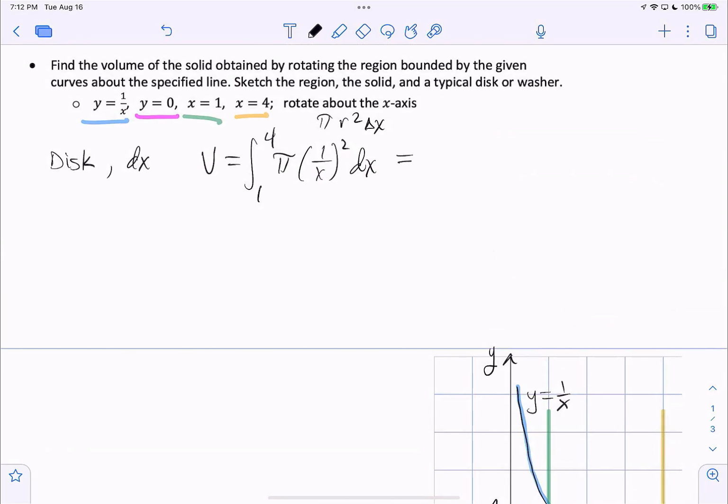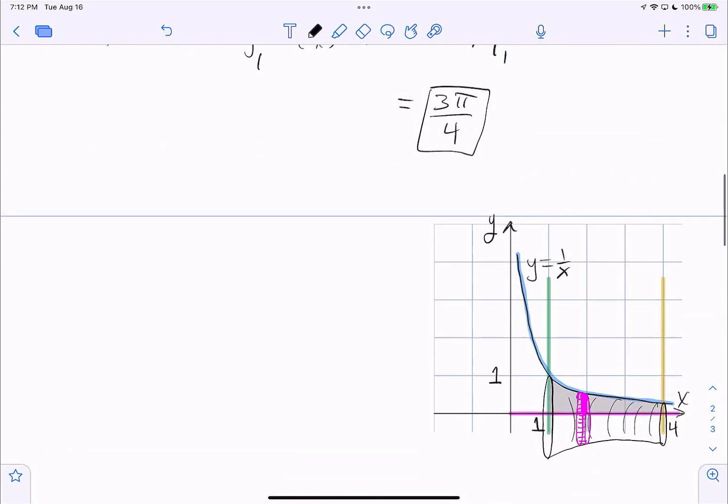The integral is pretty straightforward here. We're integrating using the power rule. So my integral is going to be pi, and this is 1 over x squared. Using the power rule, I add 1 to the exponent, and now I need to divide by the new exponent, so that now becomes negative. Then I'm going to evaluate that from 1 to 4. You can see that this is going to be 3 pi over 4. And there's the volume of this, I don't know, horn-looking thing.